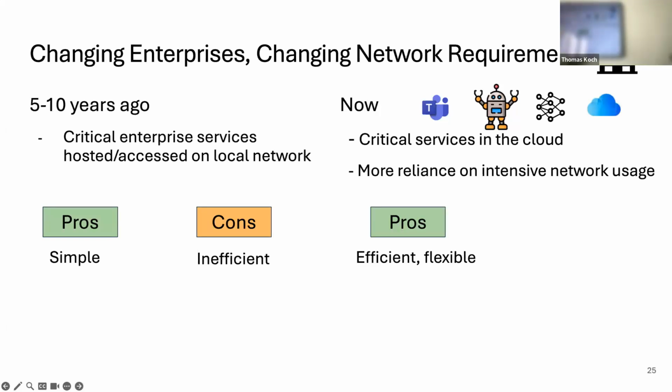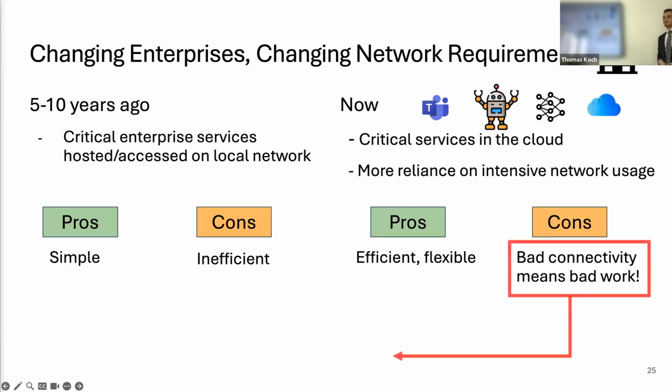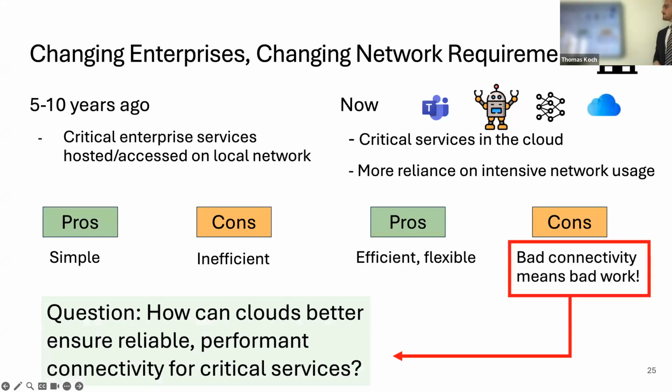And so this is a really flexible approach and it's efficient, but it also means something new, which is that if you have bad connectivity, that means you can't do your work well. These critical use cases, you're running into problems. So imagine a robot's trying to make a decision about what it should do next, and all of a sudden the connection slows down. That's a real problem. And so clouds ask the question, how could they better ensure reliable, performant connectivity for these sorts of critical use cases?